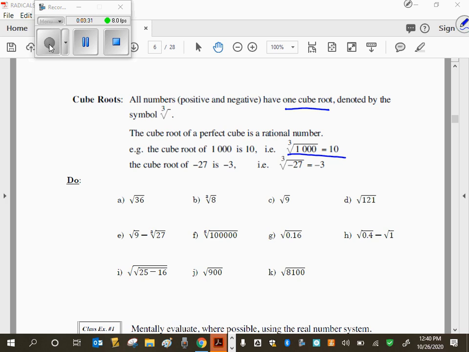The cubic root means what number multiplied by itself 3 times equals 1,000. 10 times 10 times 10 equals 1,000. This is the negative. If you have the cubic root of a negative number, you get a negative answer. What times itself 3 times equals -27? -3 times -3 times -3 equals -27. Do not put positive negative for cubic roots, or you're going to get at least half your marks taken away. Cubic roots are either positive or negative. Square roots are positive and negative. Okay?